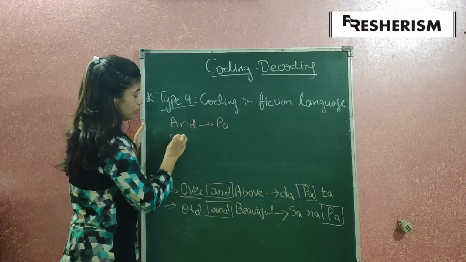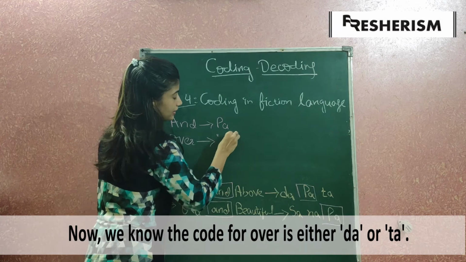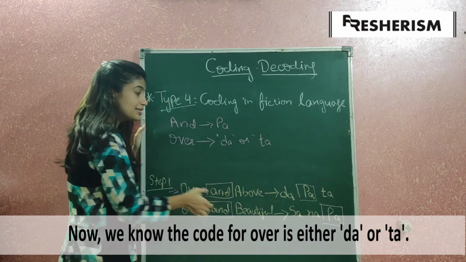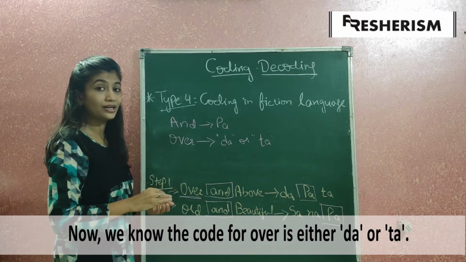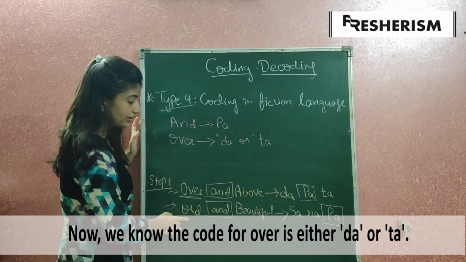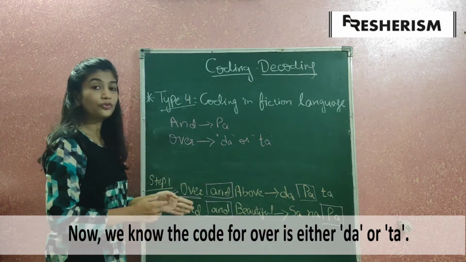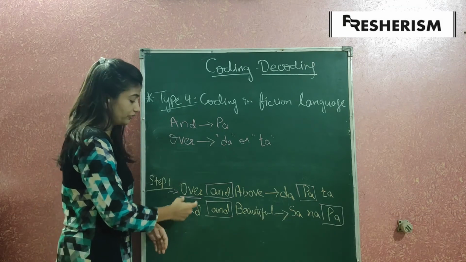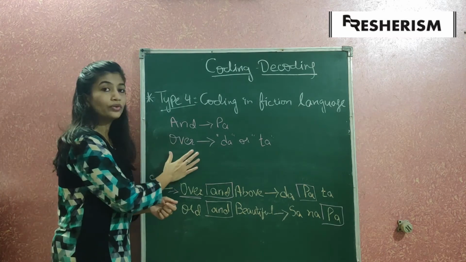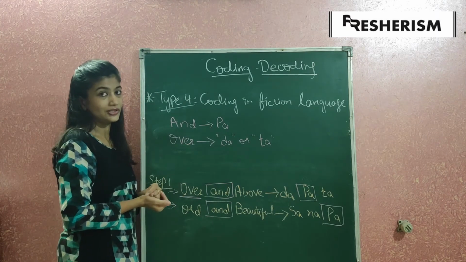So the code for the word over can be either DA or TA. With this much information, we cannot identify the exact code of the word over. Because old and beautiful can be either SA or NA. But we cannot find the exact code of the word over or above or beautiful or old. Over can be coded as DA or TA. But let's twist the question.